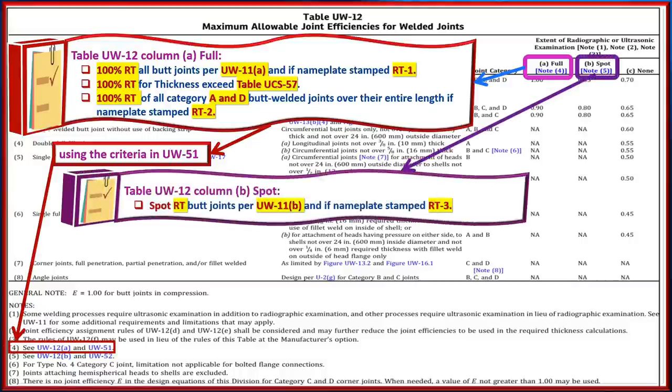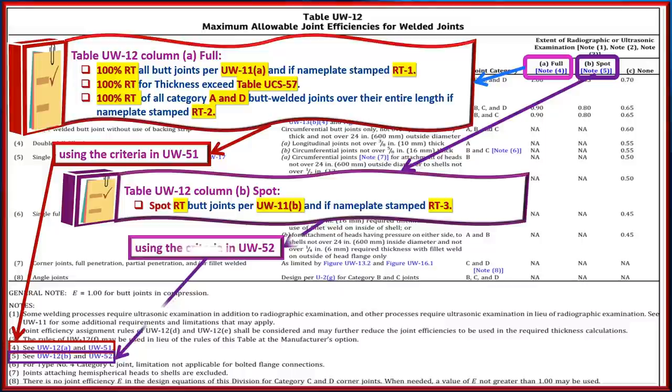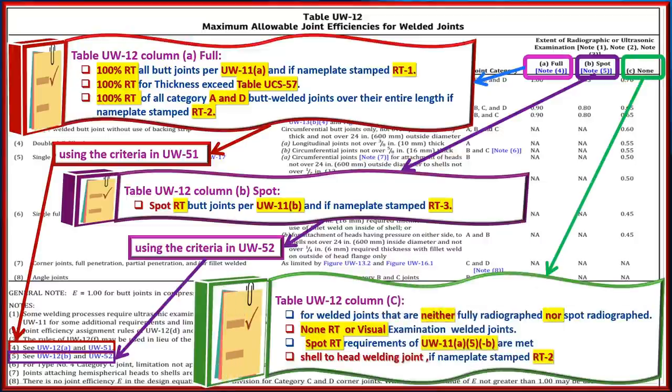Table UW-12 column B, spot, is used when spot RT of butt joints per UW-11(b) and if nameplate stamped RT3. In that case, we use the criteria in UW-52. Table UW-12 column C is used for welded joints that are neither fully radiographed nor spot radiographed: non-RT or visual examination welded joints. Spot RT requirements of UW-11(a)(5)(b) are met, shell-to-head welding joint, if nameplate stamped RT2.